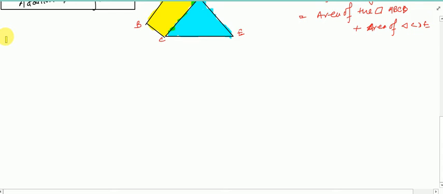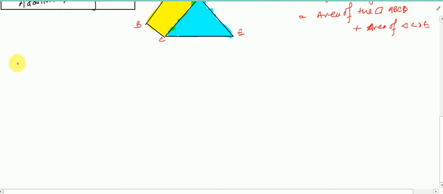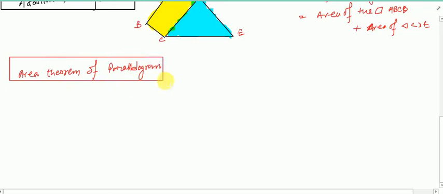Now we have the theorem on parallelogram. There is some theorem on the parallelogram that we need to know. There is an area theorem. Definitely we need to write like this. Area theorem of parallelogram.